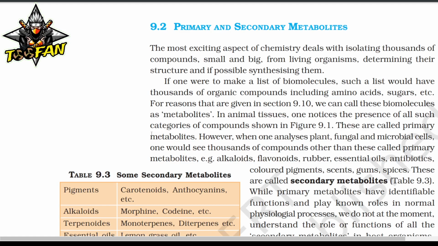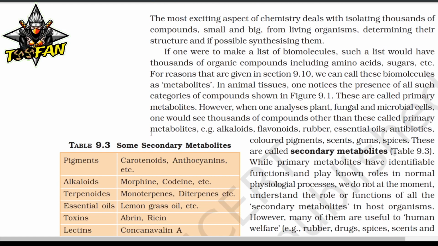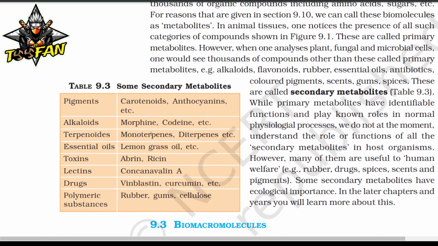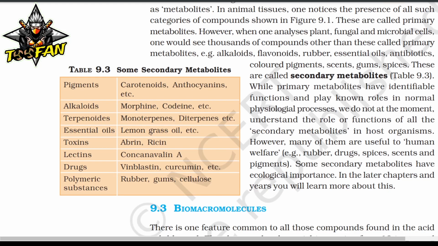While primary metabolites have identifiable functions and play known roles in normal physiological processes, we do not at the moment understand the role or function of all the secondary metabolites in the host organism. However, many of them are useful to human welfare. Examples: rubber, drugs, spices, scents and pigments. Some secondary metabolites have ecological importance. In later chapters and years you will learn more about this.